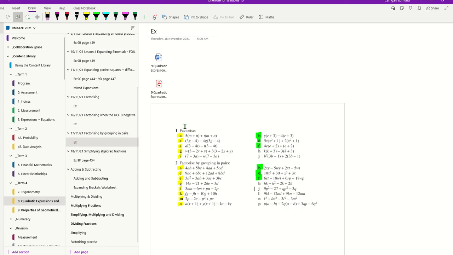Please come through here and have a look at these questions in question 1. Factorise. Have a look at A to I. If you get those finished, go across and do B, D, F.